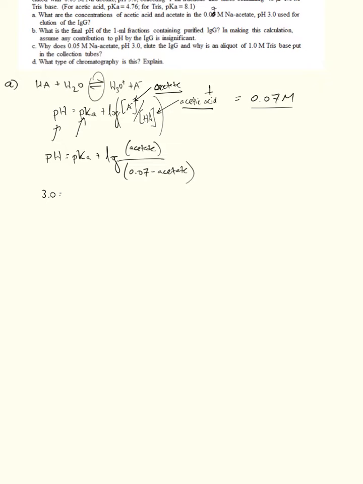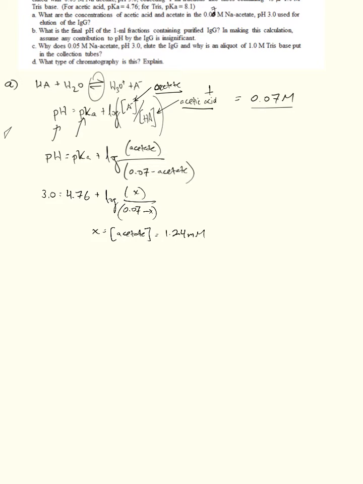3.0 is equal to the pKa given, 4.76, plus the log of, you can make it x. X will be the acetate concentration, keep that in mind, over 0.07 minus x. You're going to solve for x using algebra. I'm not going to go into the nitty-gritty details, but essentially I get x, which is equal to the concentration of acetate, is equal to 1.24 millimolar.